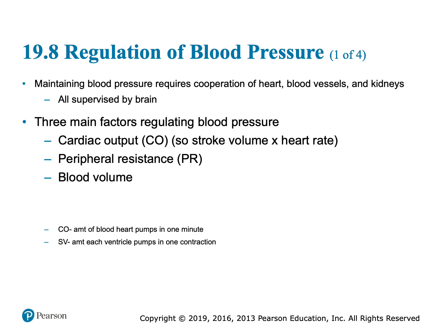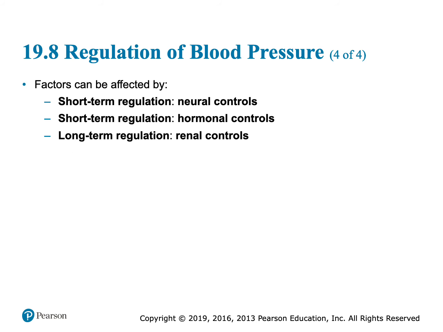Maintaining your blood pressure. There are three factors. How much blood is your heart putting out per minute? So stroke volume times heart rate. The resistance and the blood volume. Well, they get regulated on different levels. I'll tell you right now, your kidneys are the major player on an everyday balance of homeostasis. We do have other things that are going to be short-term regulations. So what does that mean?